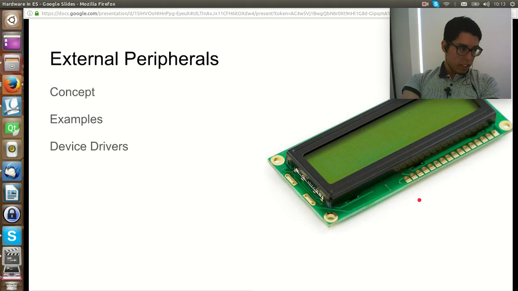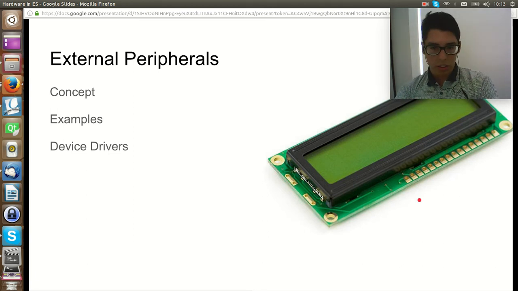Next slide is external peripherals. Peripherals are any hardware device that is outside the processor. Peripherals also have the task of communicating with the processor by interrupts and input-output memory mapped registers. There are some examples: the LCDs, the analog to digital converter, network interface, and so on.